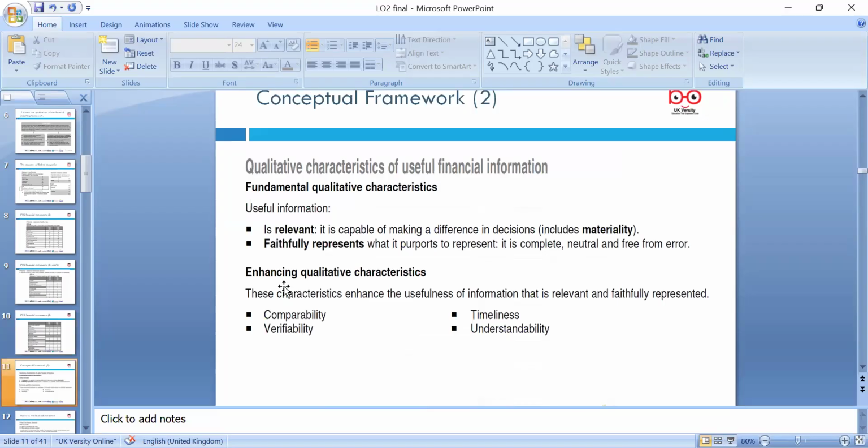So please, we discussed one qualitative characteristic, the conceptual framework, in the previous lesson as well. Fundamental qualitative characteristics: is it relevant, is it capable of making a difference in decisions, including all the material information. Faithful representation: information should be free from error, neutral, and faithful, and the complete information given to the user. Okay, so enhancing qualitative characteristics: comparative figures for two years, and verifiability, when we say an asset is owned by the company, we can verify it.